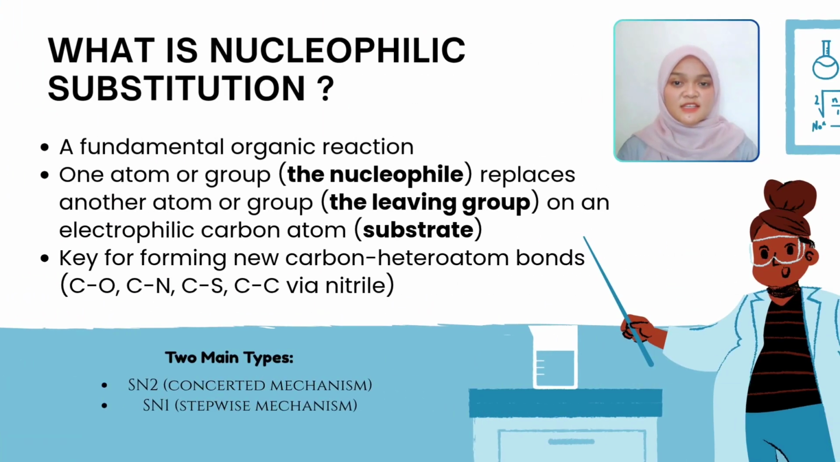Substitution is a fundamental organic reaction where one atom or group, the nucleophile, replaces another atom or group, the leaving group, on an electrophilic carbon atom, which is the substrate. This is key for forming new carbon-heteroatom bonds like C=O, C=N, C=S, and so on. There are two main types: SN1 and SN2. SN1 is a stepwise mechanism and SN2 is a concerted mechanism.